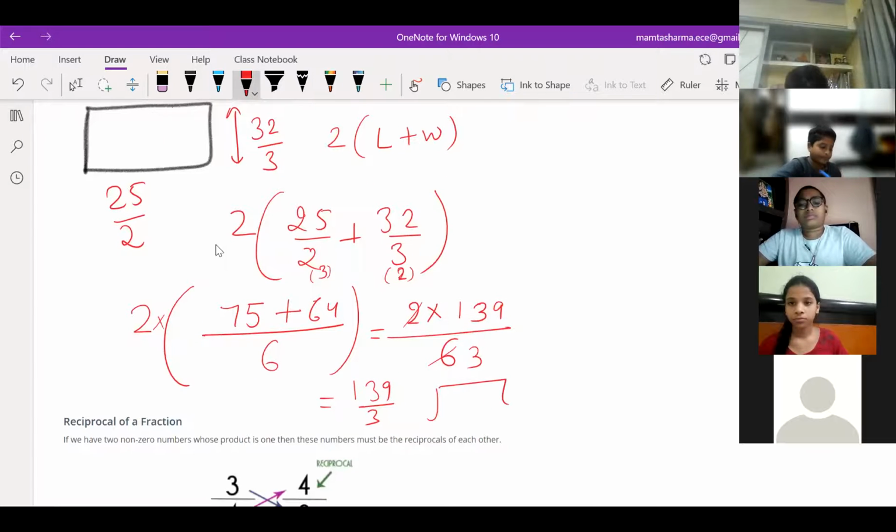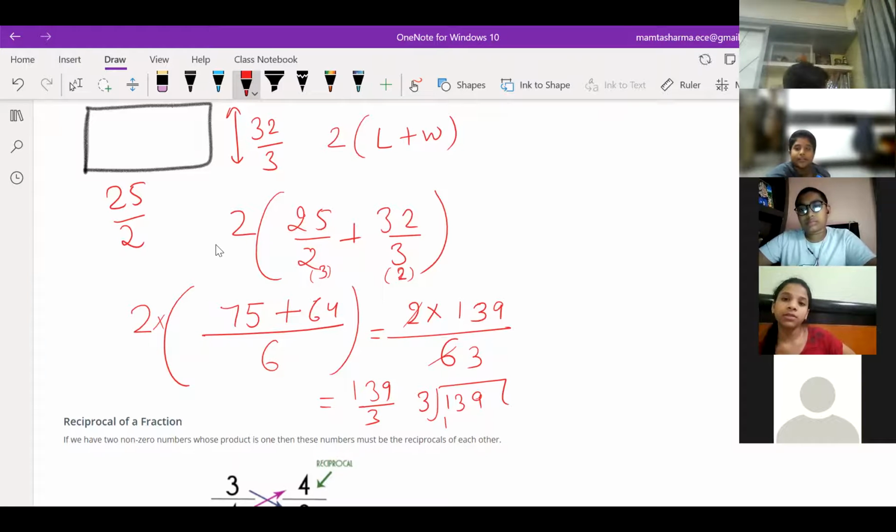Okay. Again we can simplify it, right? Now convert this into a mixed fraction. Divide 139 by 3. Ma'am, can't we do it into a simpler form? Shiva Pranav, convert it into a mixed fraction. Yes, ma'am. 46 1 by 3.